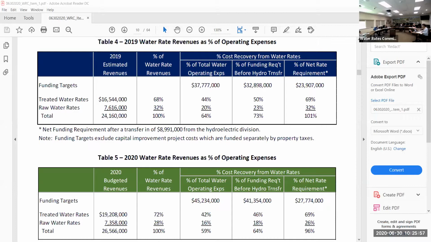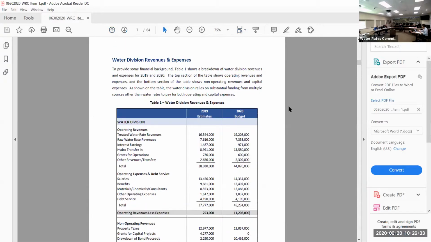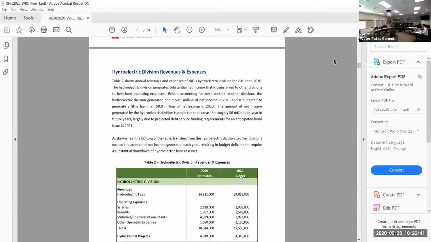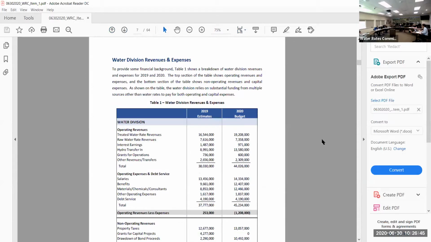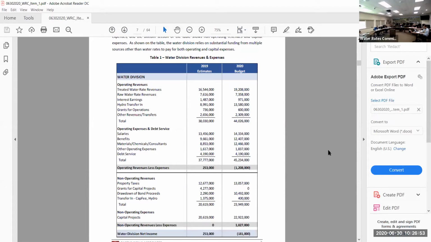So to state it another way, would it be true to say that without the transfer in of hydro funds, treated water rates are recovering 50% of the cost of service? 64%. Yeah. Some of the numbers tie into table one, which shows all the revenues and expenses of the whole water division. You can see in table one, the total operating expenses of the water division in 2019 were about 37.7 million, and the operating expenses and debt service in 2020 were about 45 million. So that's where the numbers come from in tables 4 and 5.